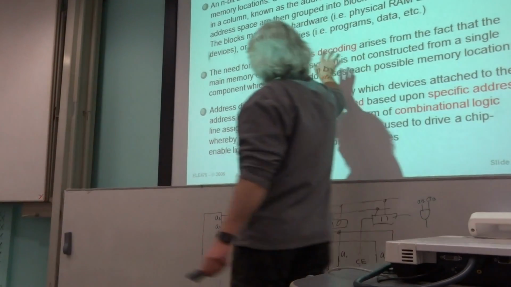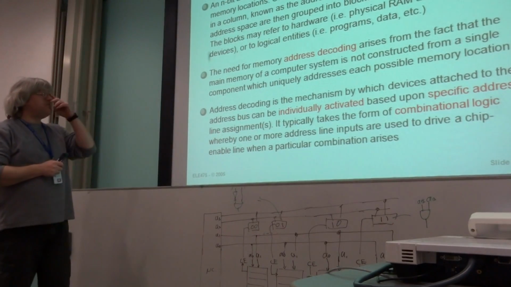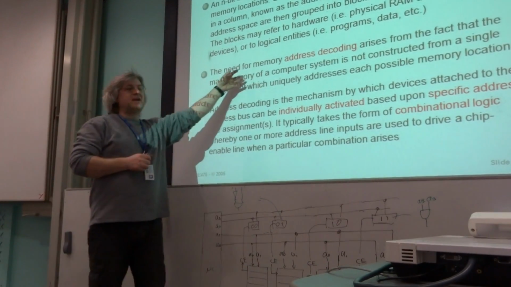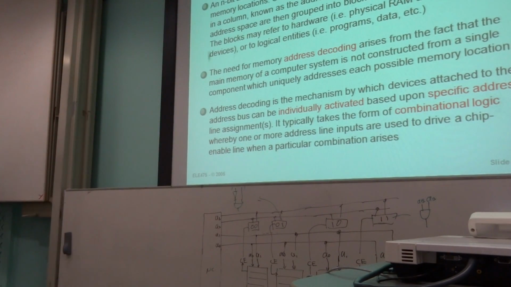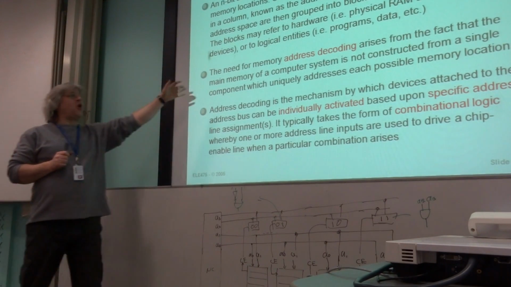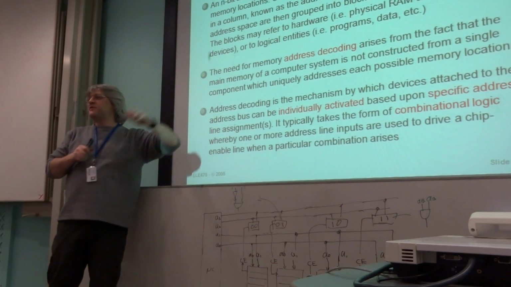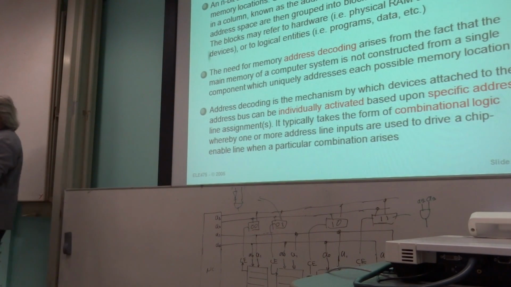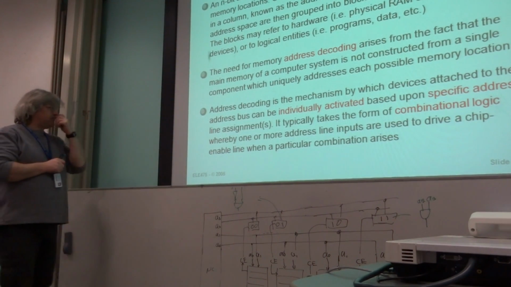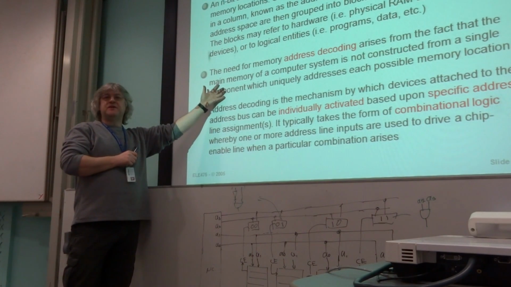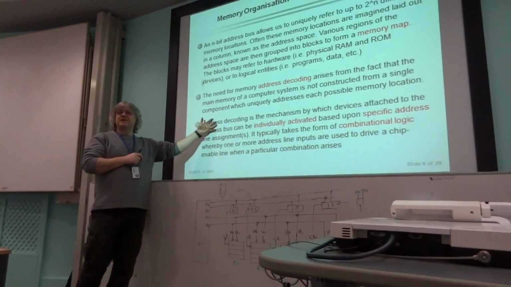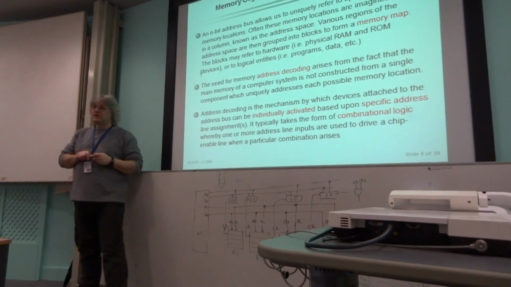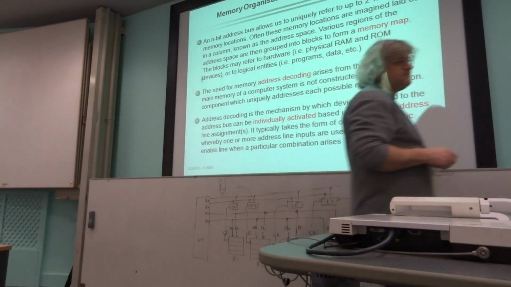So address decoding, the purpose is to ensure that if you've got multiple physical devices connected to the address lines, for any particular combination of those address lines, at most only one of those devices is awake and able to be accessed. And we do that by using combinational logic, which is attached to some of those address lines. And that combinational logic is normally connected through to a chip enable on the external devices.